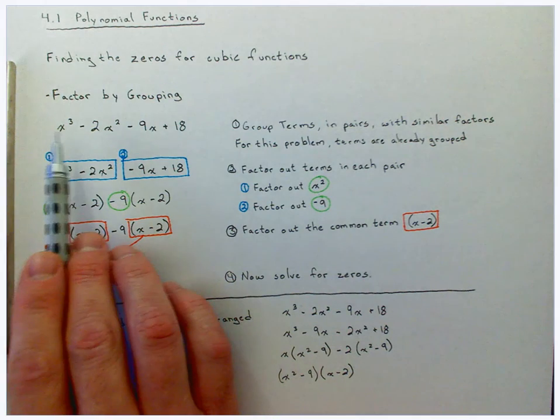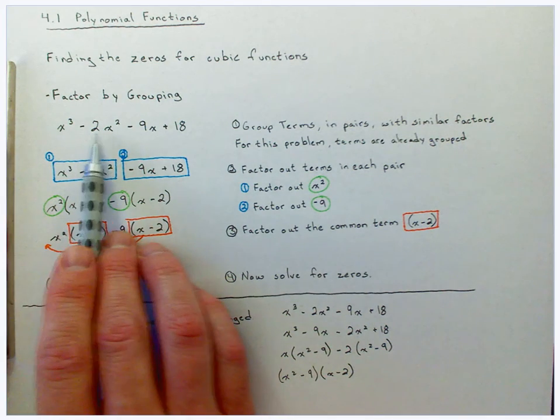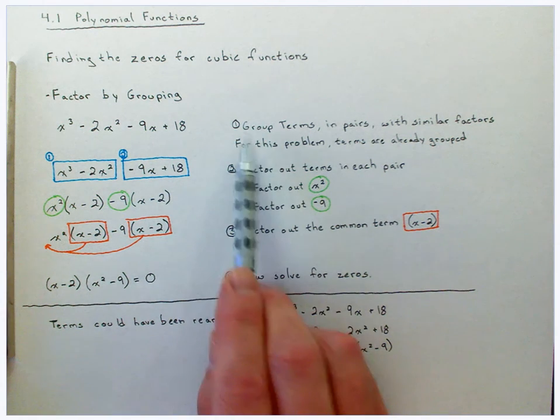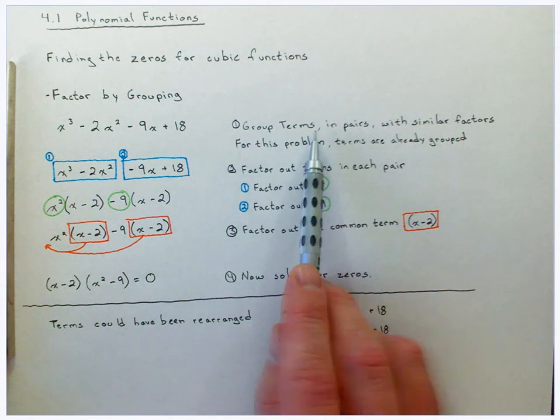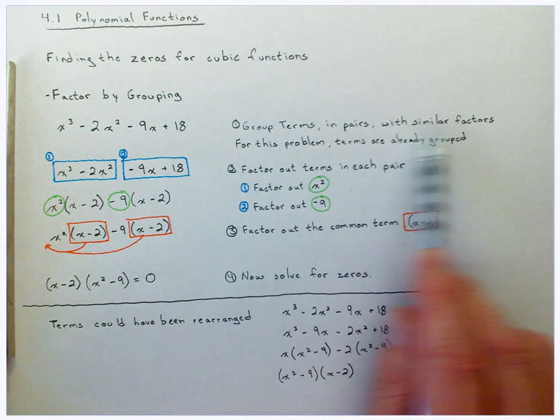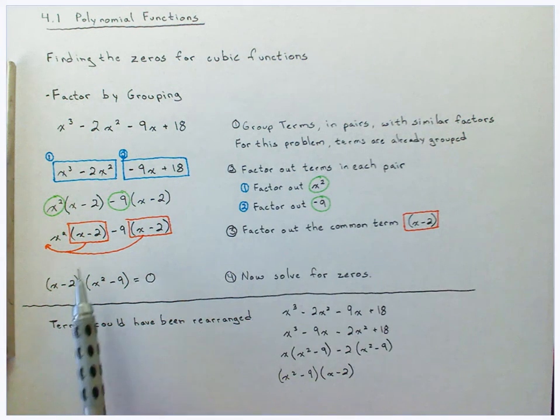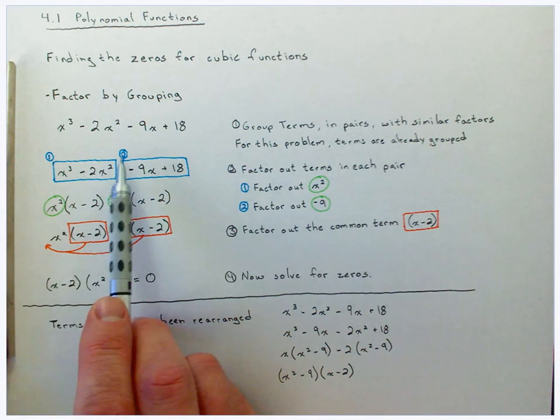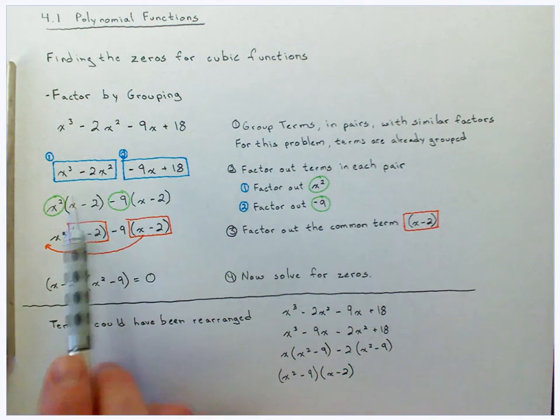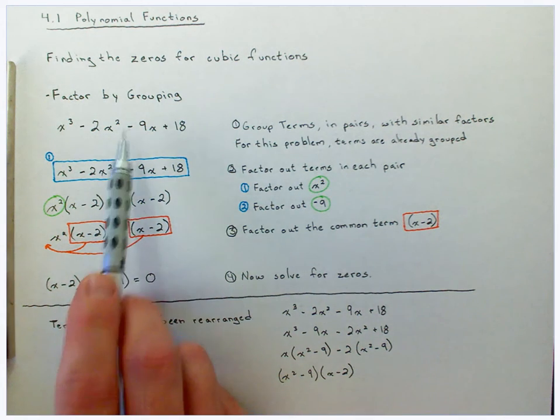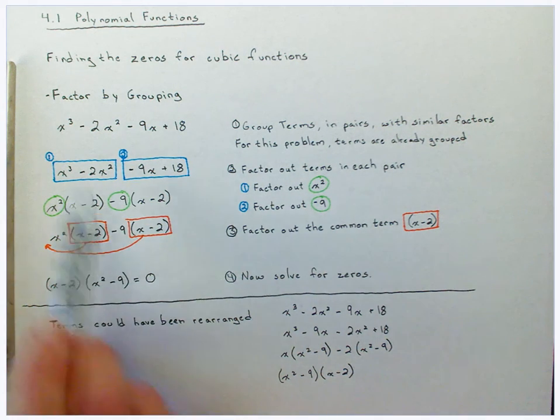Given the polynomial x cubed minus 2x squared minus 9x plus 18. The first thing you need to do is group your terms in pairs with similar factors. For this problem, terms are already grouped, so I can simply make two groups. Again, whenever I have to move around my terms, the sign in front of the term goes with that term. But this one is already written to where I can use it.